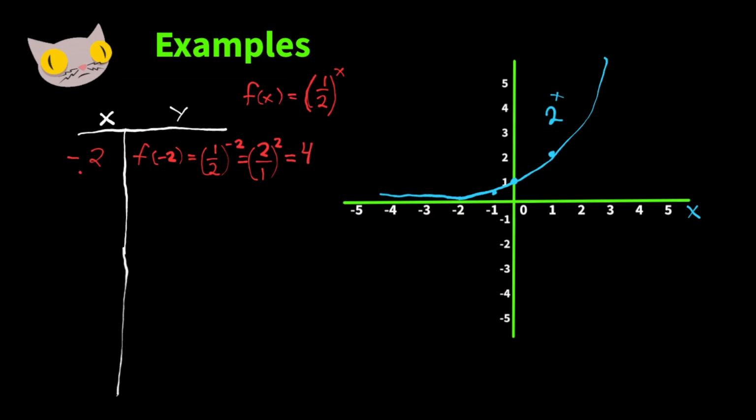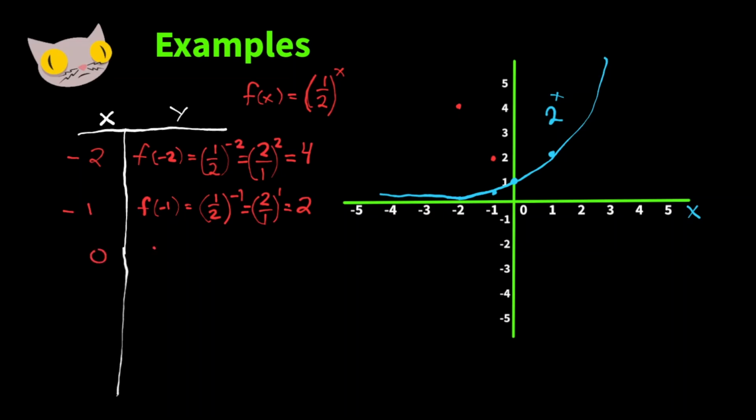So we have our first point, -2 and 4. So at -2, we'll go up 4 right there. Let's do -1. F of -1, 1/2 to the negative first power, gives us 2 over 1 to the first power, and that gives us just 2. So our second point is -1 and 2, right there.